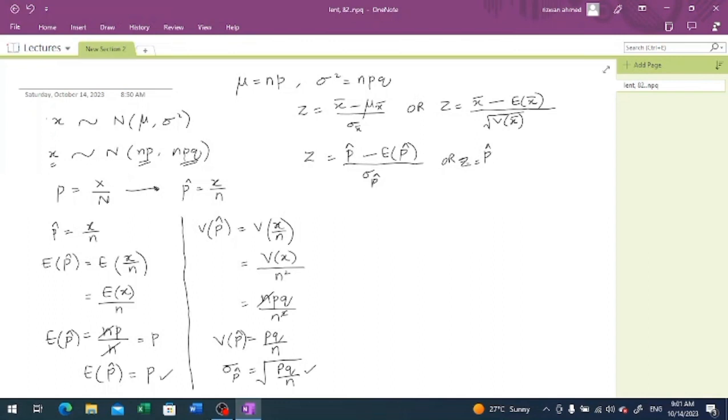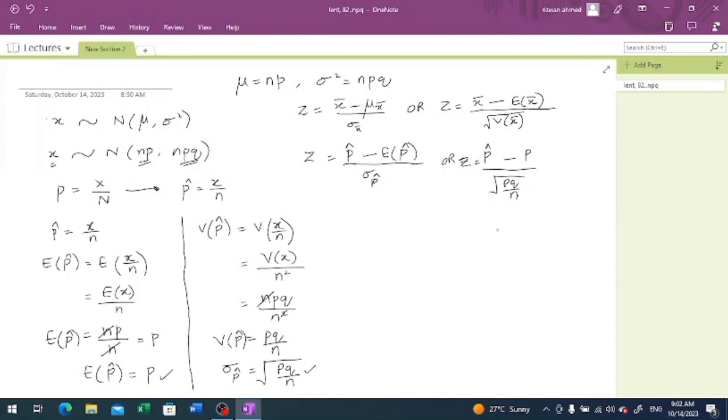Z equals p cap minus p divided by square root of pq divided by n. So this is how we have derived the z as a sampling distribution for random variable p cap, which can be used either to estimate p with the help of p cap, or we can also perform hypothesis testing on the basis of this distribution.